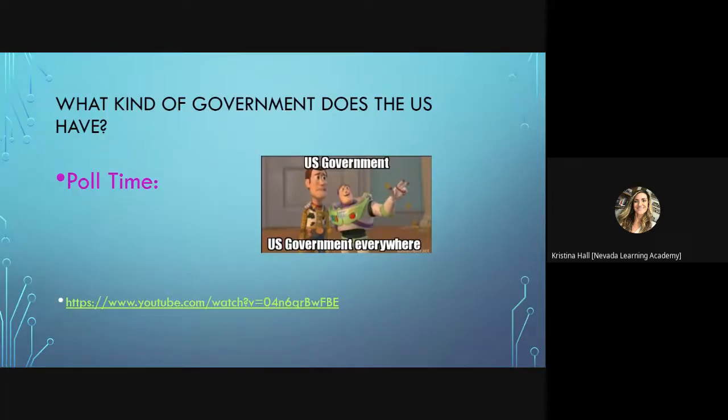Then we got into specifically, what kind of government does the US have? Actually, most of the time people are wrong about this. So we did a poll, and I put in a couple of options. We all know we have a government, but most people get it wrong. Is it indirect democracy, a republic, an oligarchy, or a representative monarchy? Most people voted it was either an indirect democracy or a republic.